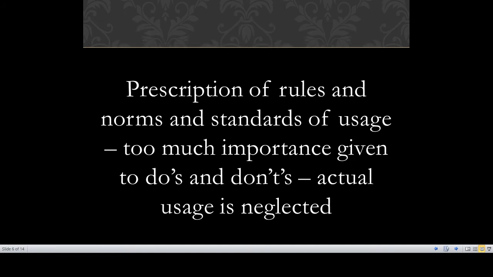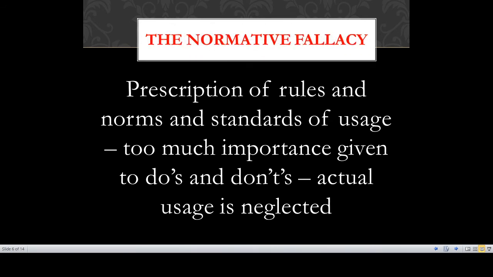So that is it. And then comes the normative fallacy. Traditional grammarians were preoccupied with prescription. Of course, we have learned the definitions of traditional grammar, which prescribes rules and norms or standards of usage. Too much importance is given to the do's and don'ts, which is correct, which is not correct. You should use it this way, you shouldn't use it this way. Do's and don'ts always neglect the actual usage of language. Since norms of correctness were prescribed, they were referred to as normative grammar. So the norms are prescribed before considering or analyzing the actual usage of people.